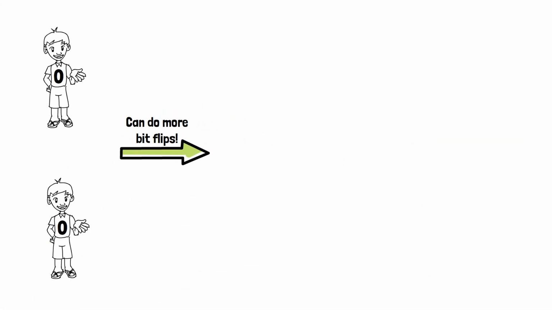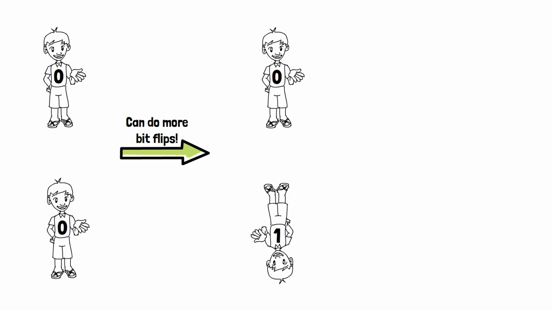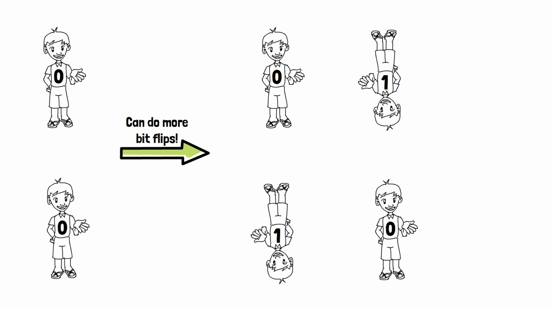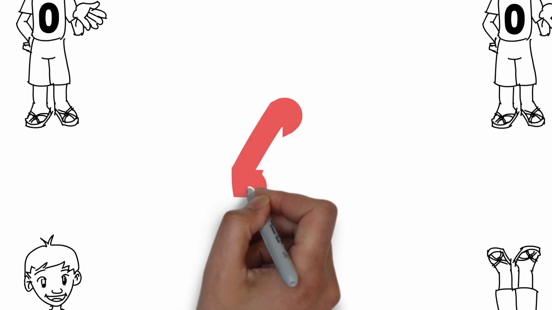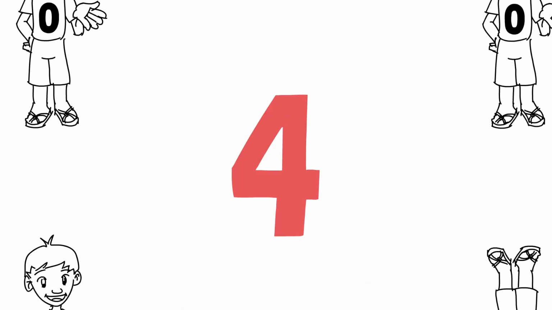If we start with 2 bits that are both 0, we can keep the first one the same and flip the second, or we can flip the first bit and keep the second one the same, or we can flip both. Notice that now we have 4 possible combinations of bits. We started with 2 bits, and because we could flip each one, we have increased the number of possible states of our system. So because we have more states, we can represent more information.